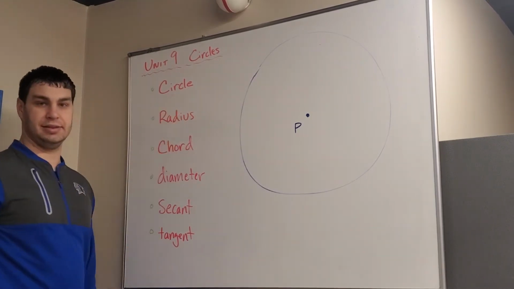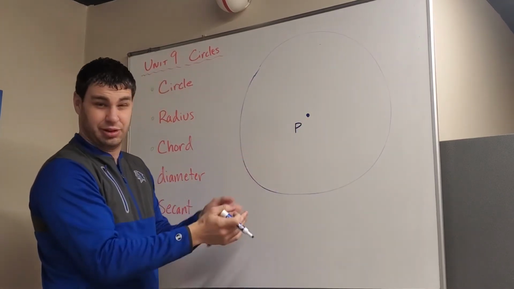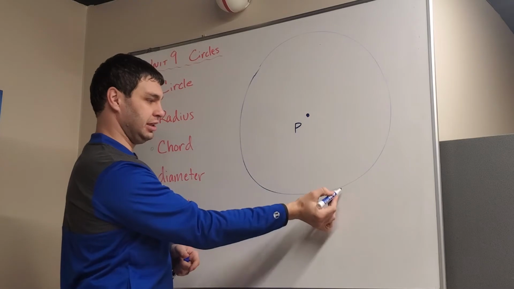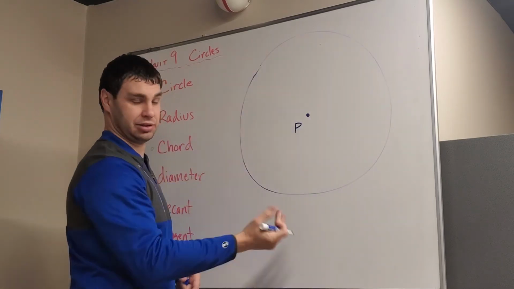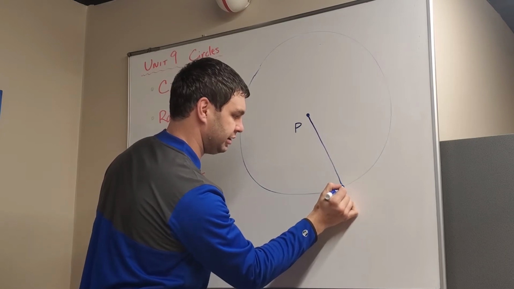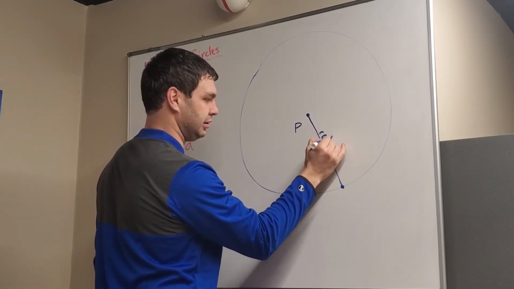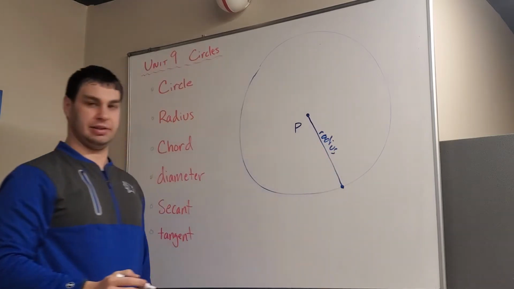A radius is the distance from that center to the edge, if you will. Circles don't have edges, but to somewhere on the actual circle. So if I draw a straight line and connect that dot, this would be called the radius. Okay, that is a radius.